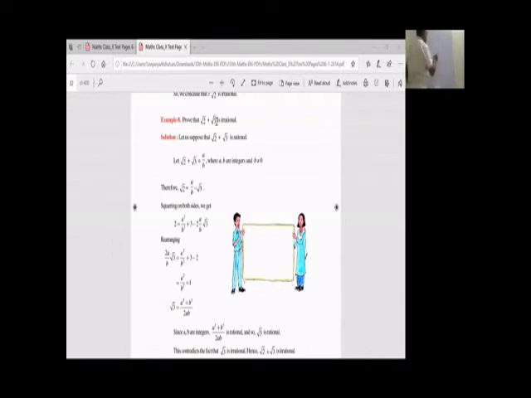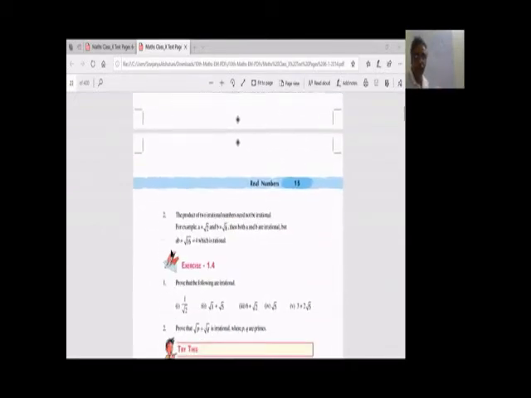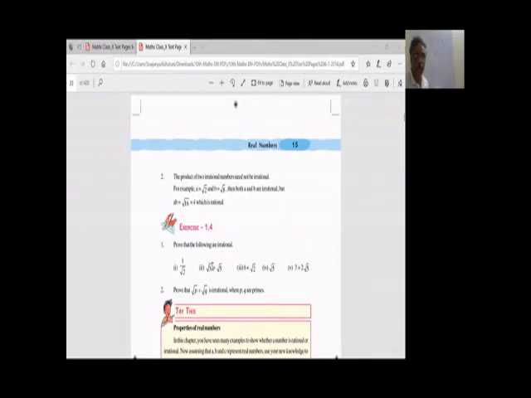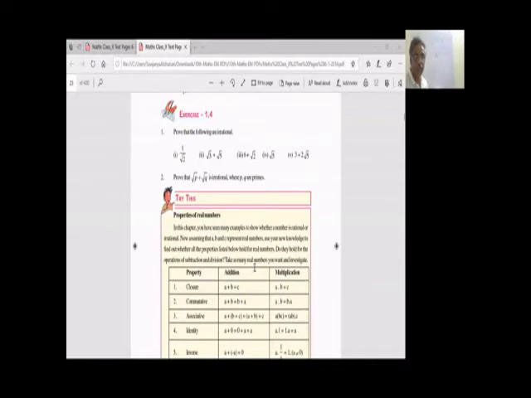So root 6 is root 2 into root 3. This is an irrational number. But these are all integers, they can form a rational number p dash by q dash. So it cannot be. This side cannot be a rational number. So this assumption is wrong. This is an irrational number. So anything associated with an irrational number is irrational. This is a small exercise. Similarly, we can prove all these are irrational. Okay? Thank you.